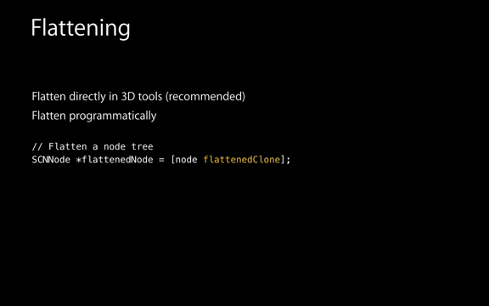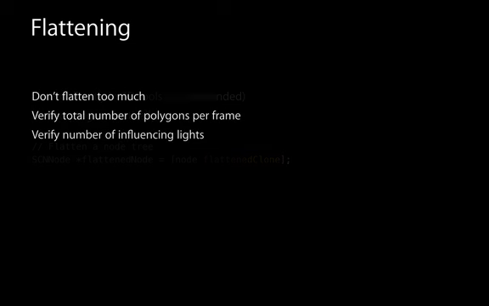So flattening is really great to improve the number of draw calls, but don't flatten too much. Let's say you have a very large level. If you flatten everything into a single node, you will end up with a giant mesh with millions of polygons. And so you will lose the benefit of culling the objects that are not visible. Your big mesh will always be visible. And so you will push millions of polygons at every frame, which is obviously not good for performance. And also, your huge mesh will be lit by all the lights in the world, which is not good for performance either, and I will explain why after.